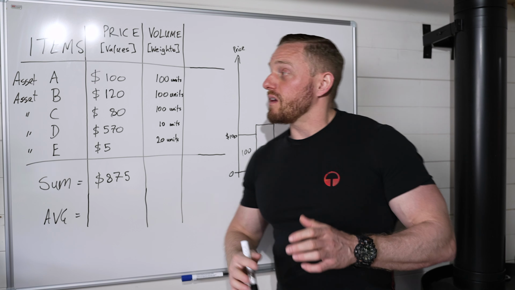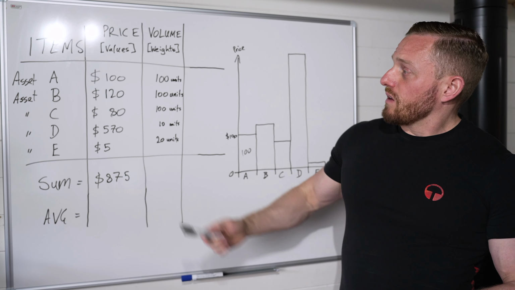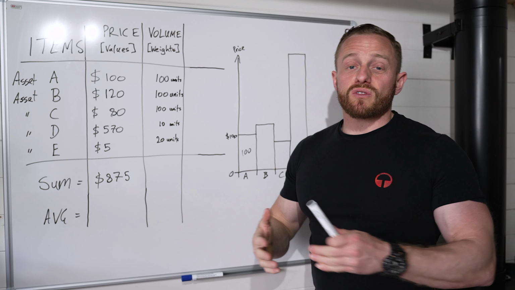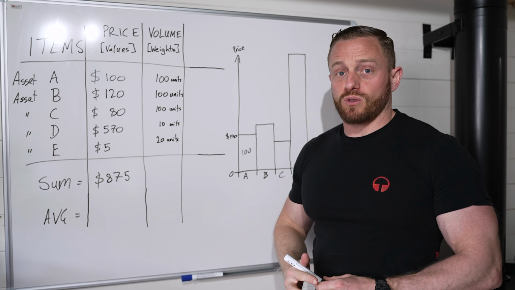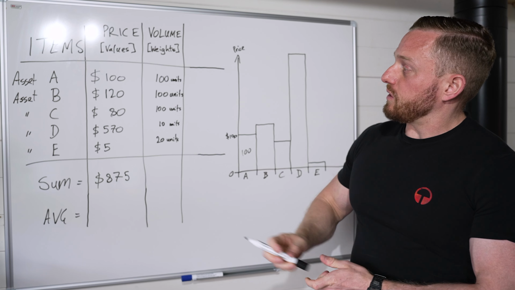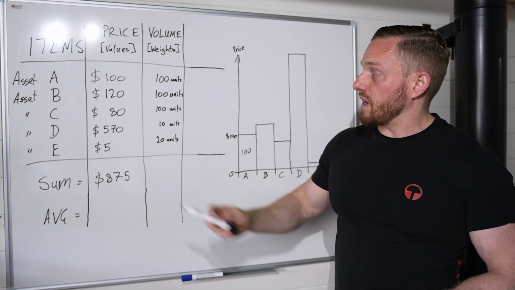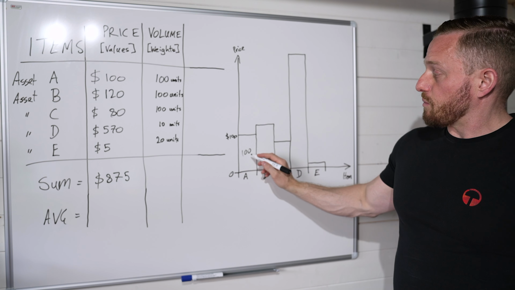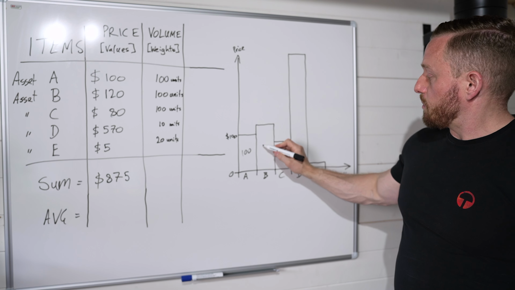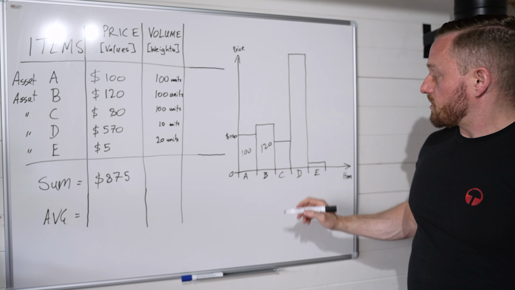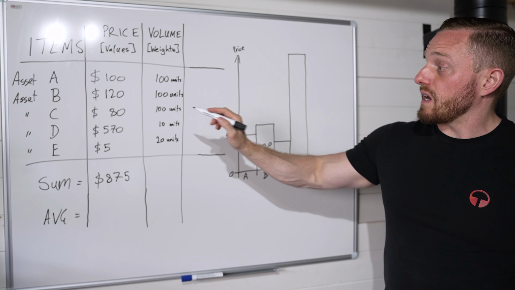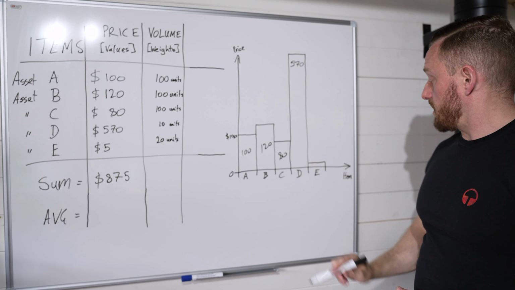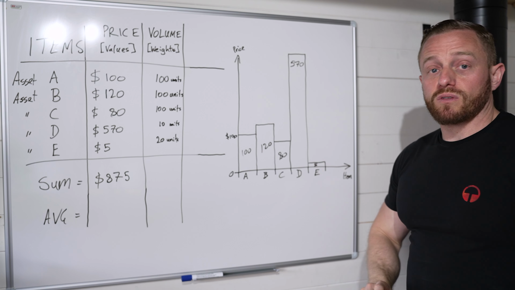So in this example, we've got 5 assets, A to E, and this could be stocks or crypto or any asset of your choice. And I've plotted on the prices of each of the assets here in this price chart. So asset A has a price of $100, asset B, $120, asset C, $80, asset D, much higher at $570, and asset E at $5.